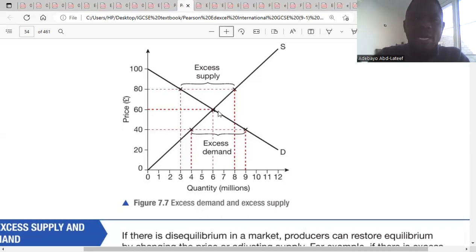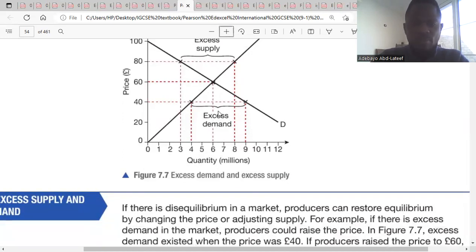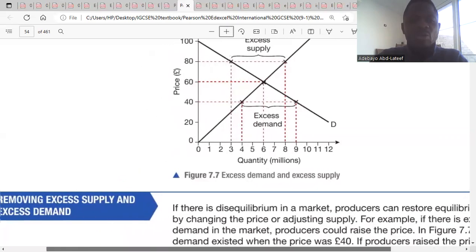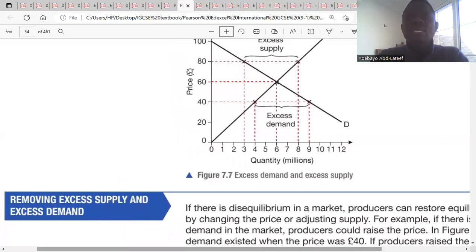So we have excess demand when price is set below the equilibrium price. We have excess supply if price is set above the equilibrium price. Any question about that? So we'll go to how to correct disequilibrium. It's the same as correcting excess supply and excess demand. You have to take note of this.